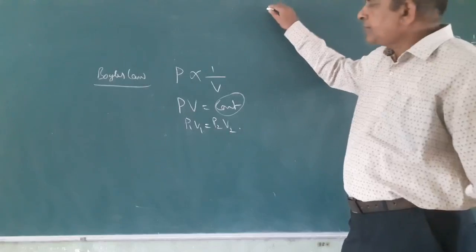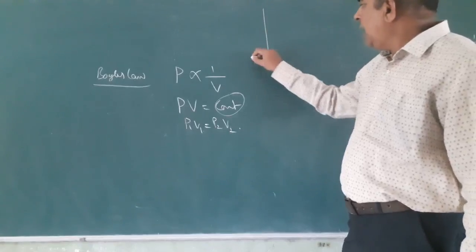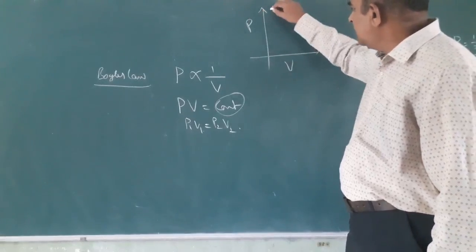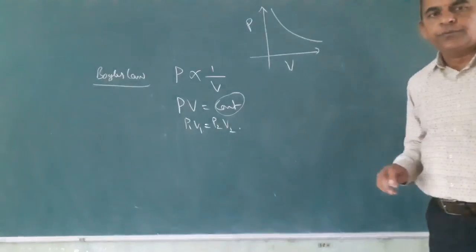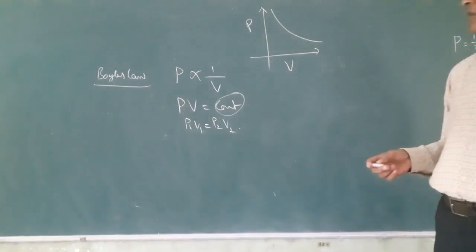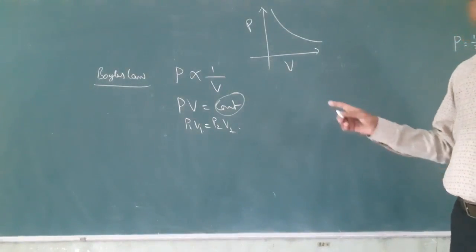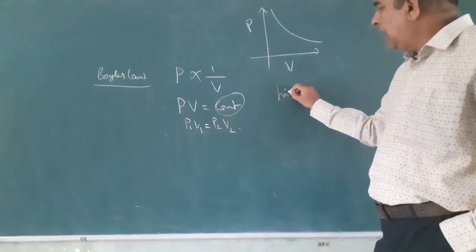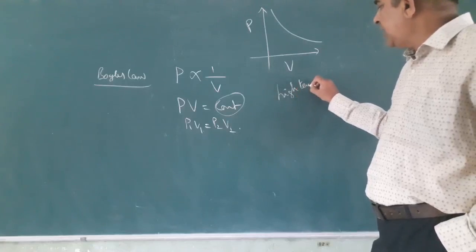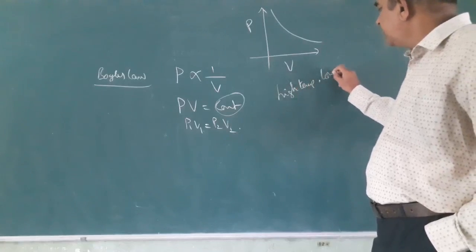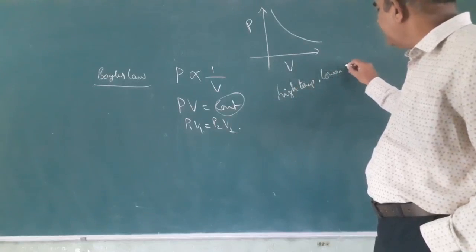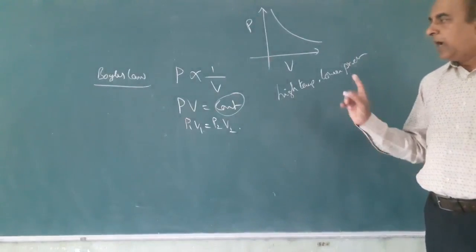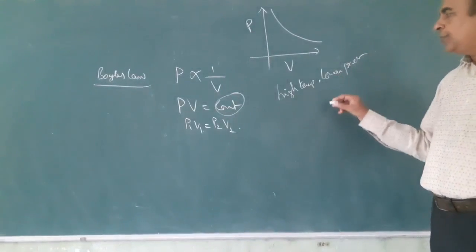Next, if you plot a graph of pressure and volume, we get a hyperbola curve. P is inversely proportional to V. And Boyle's law holds good at high temperature and low pressure.